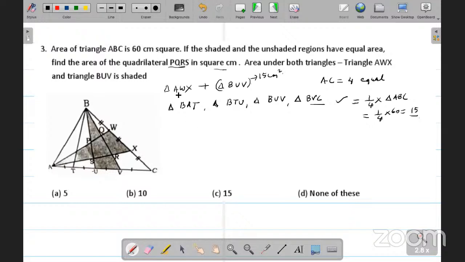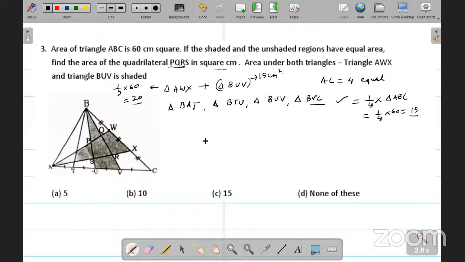What can you say about the area of AWX? Again, you will see that BC has been divided into 3 equal parts, which means AWX, the area must be 1/3 the area of the total triangle, that is 1/3 of 60, that is 20.